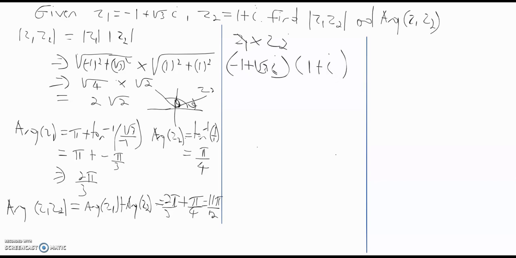So I'm going to have negative 1 times 1, which is negative 1. I'm going to have negative 1 times i, which is minus i. I'm going to have root 3 times 1, which is plus root 3i. I'm going to have root 3i times i, which is going to give me root 3 i squared. But we know that i squared is negative 1, so I'm going to have minus root 3. Now we always group, so we're going to have negative 1 minus root 3, and then plus i, we factor i, we're going to have negative 1 plus root 3.